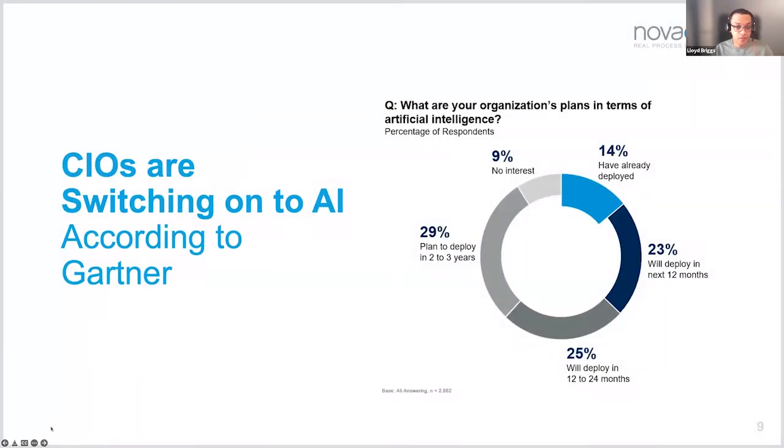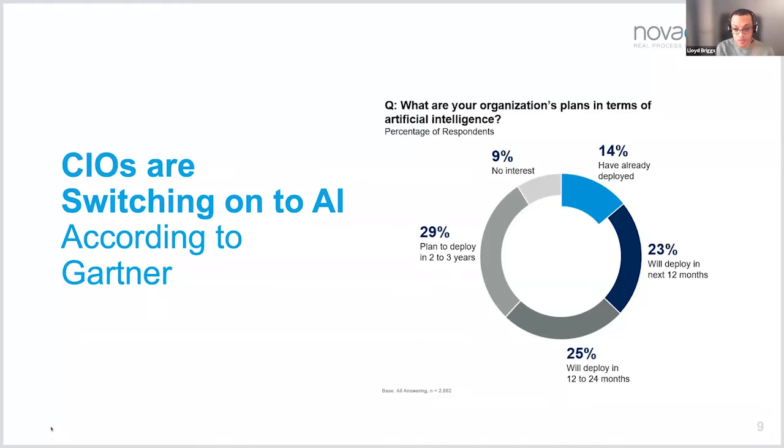Okay, so CIOs are switching on to AI, according to Gartner, and these are the results. So how many organizations are planning to implement AI within their business? How many aren't interested? And how many will likely implement it in the short to medium term, in the next year, 12 months, to the next 2 years, to the next 3 years for some more longer term planning? And how many have already implemented AI in the business?